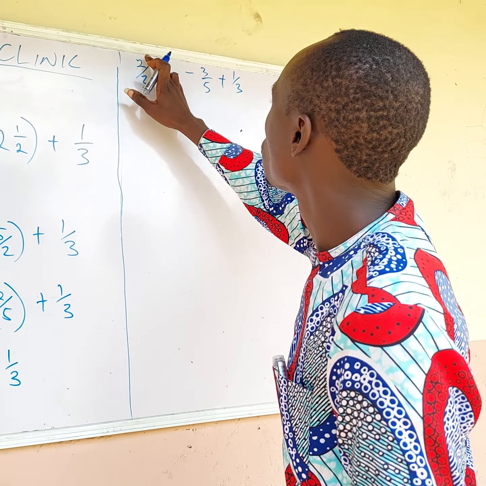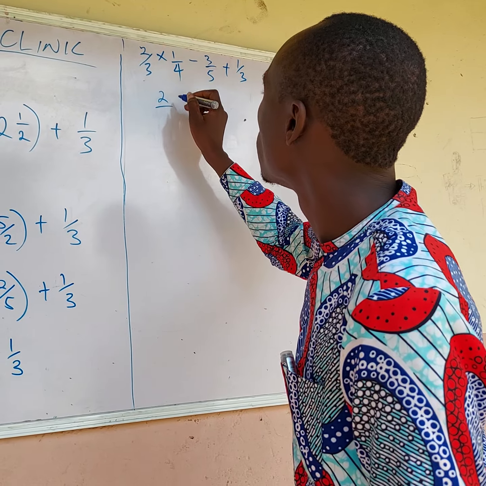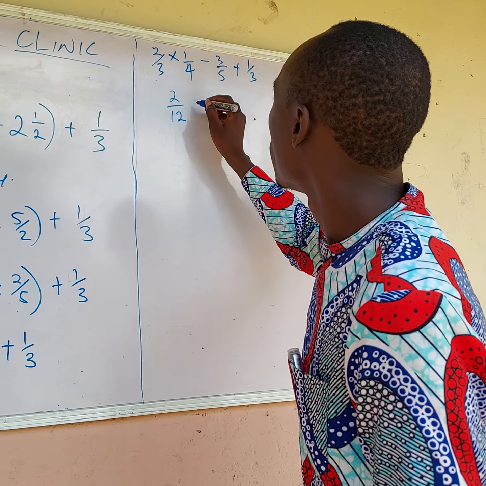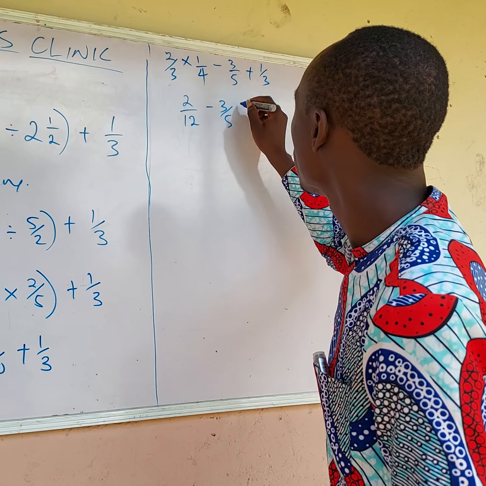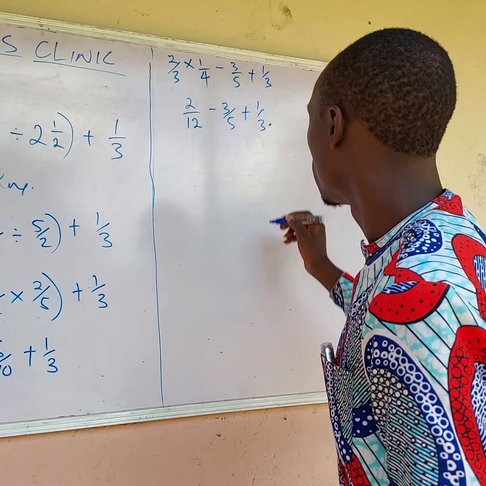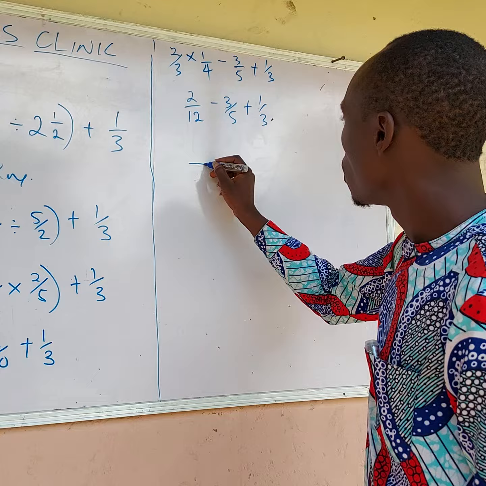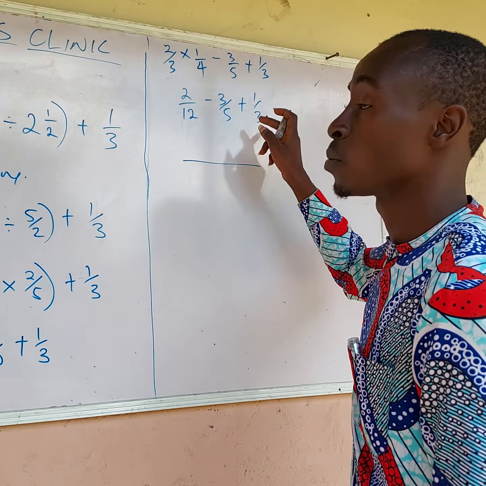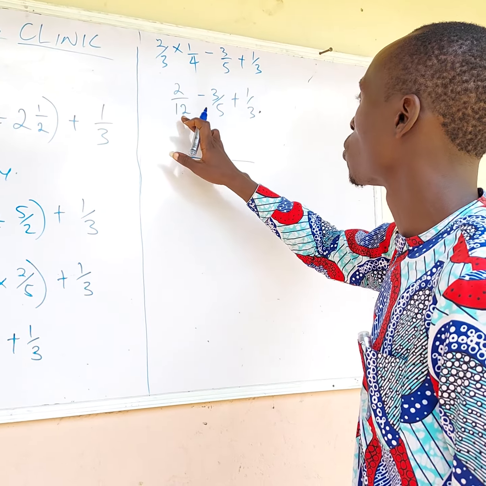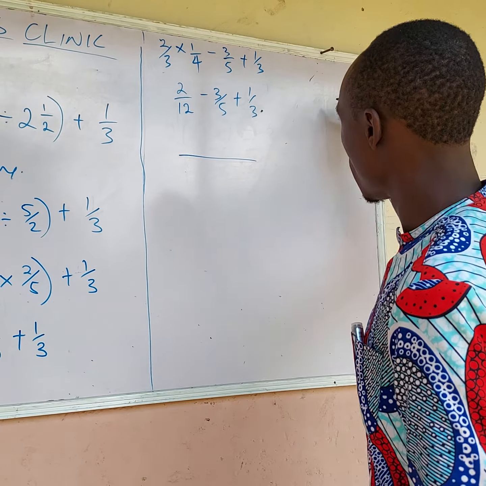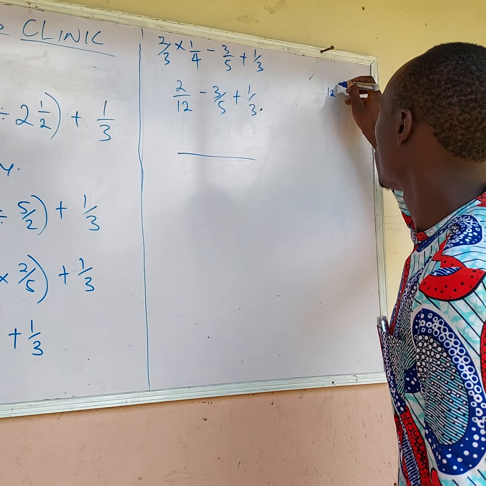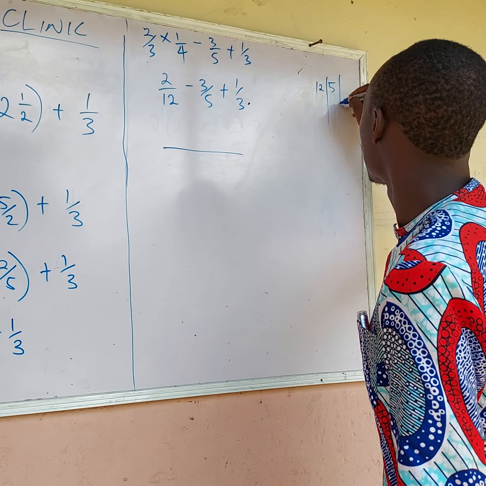So you come here and do 2 times 1, 2, 3 times 4, 12, minus 3 all over 5 plus 1 all over 3. At this point, what do you do? You take the LCM, because when you have addition and subtraction, you will find the LCM. The LCM of the denominators, we have 12, 5, and 3. To find the LCM, you can do it here. 12, 5, 3.